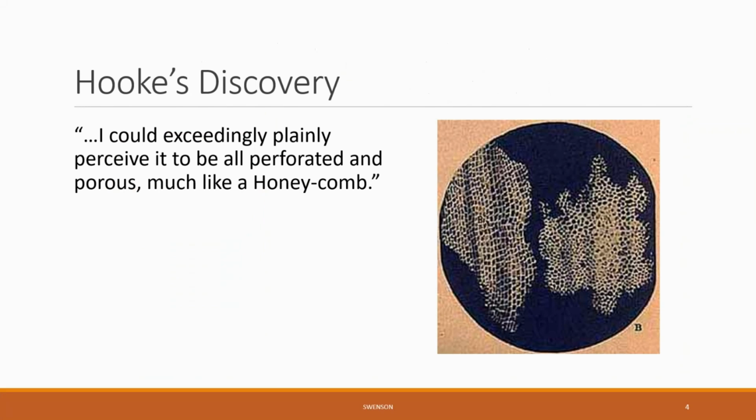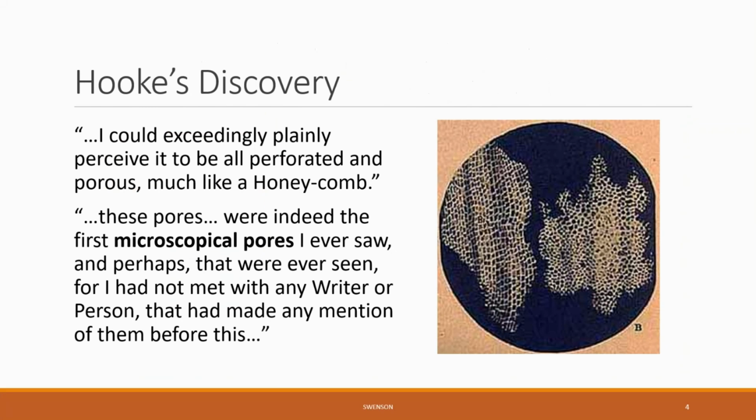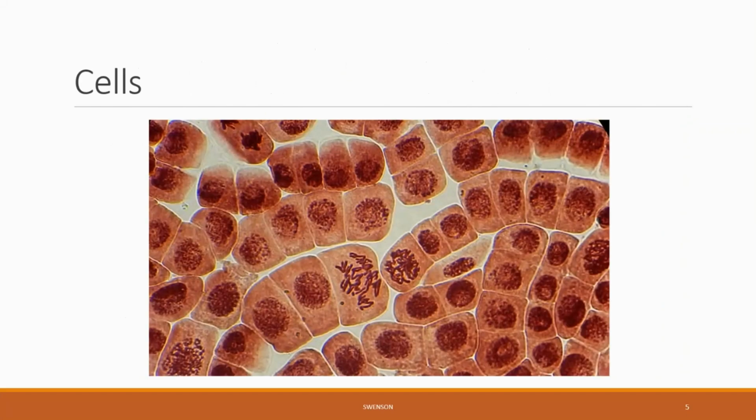Probably the most profound image he drew was the mesh-like structure to the right. Here is an image of a cross section of a sample of cork tree, and he noted in his writings the microscopical pores that were the first ever observed. Now, at the time, he was not aware of what these were, but these were the first cells observed. These pores, he identified, were in fact the fundamental unit of life that we call cells.